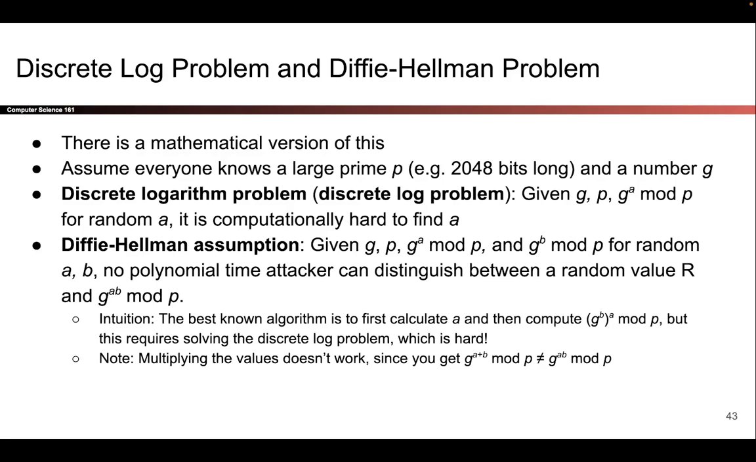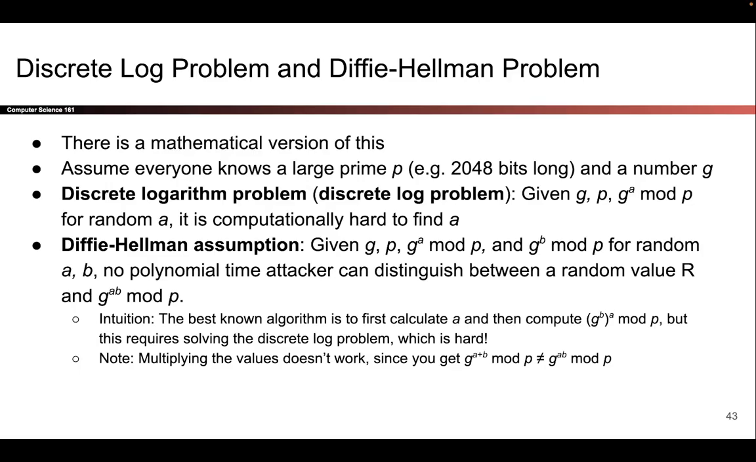So the problem is stated like this. Everyone knows the numbers g and p. Now if I take a secret number a, I compute g to the a mod p, and I give you that number g to the a mod p, it is very difficult for you to find what value of a I chose to compute that value. That's the discrete logarithm problem. Given g to the a mod p, it is very hard to find a.